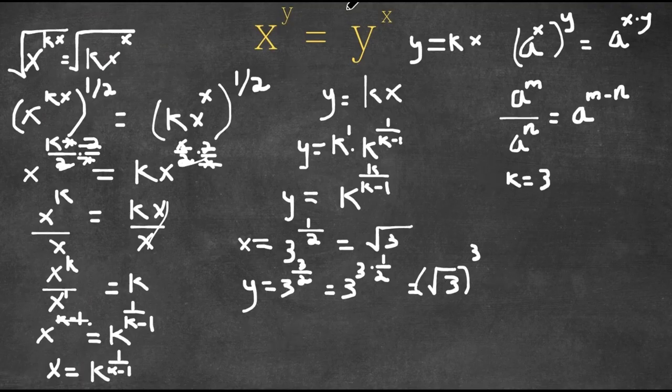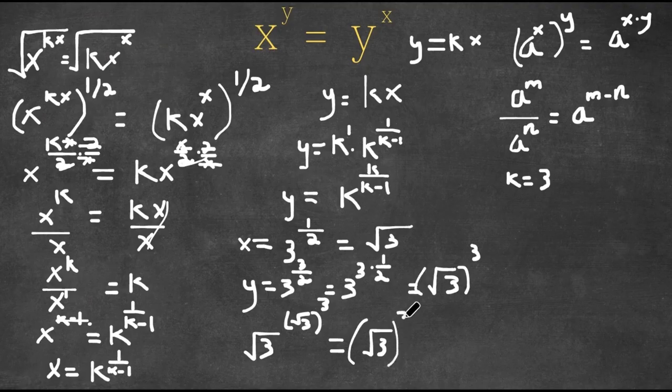So we have x to the power of y equals y to the power of x. So x, as we already know, is the square root of 3. So x to the power of y, well, y is the square root of 3 to the power of 3. So the square root of 3 to the power of 3. And this is equal to y is the square root of 3 to the power of 3 and x is the square root of 3.